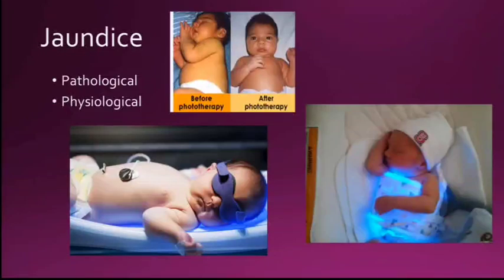The two bottom pictures are different types of Billy lights. The one on the left is probably the most common. It's kind of an open radiant warmer, and it has this UV light that shines down. You want to make sure that you cover the genitals and they get their little baby sunglasses, because obviously that's going to be very bright. So that would be more of your traditional management.